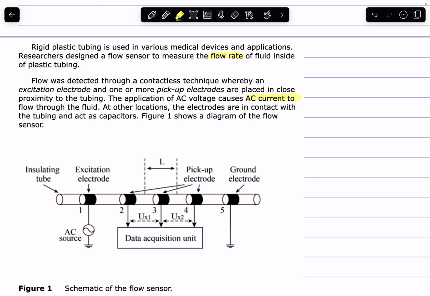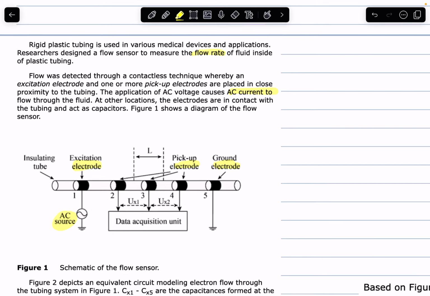Okay, so figure 1 is a very nice schematic summary of the paragraph, right? This is what a flow sensor looks like. We see the AC source that was mentioned in the paragraph and all the electrodes, right? Okay, perfect. Let's keep reading.